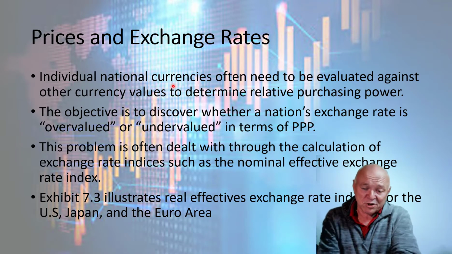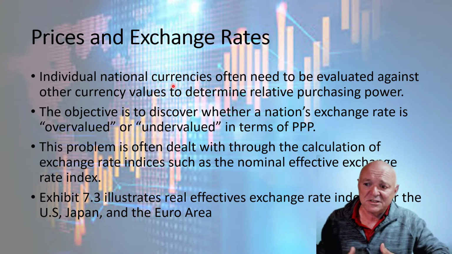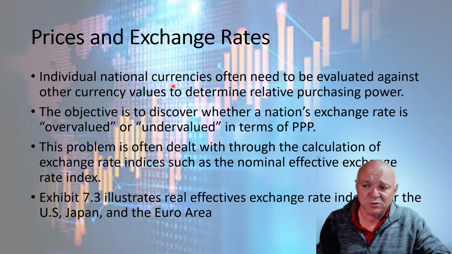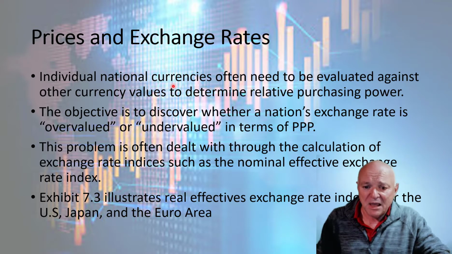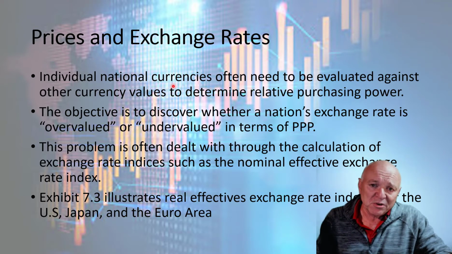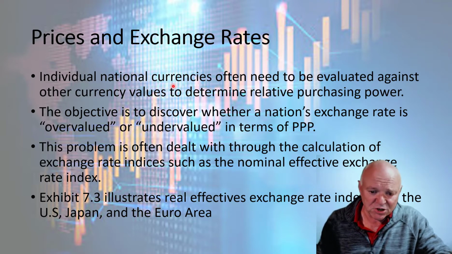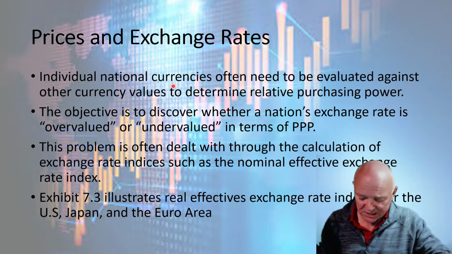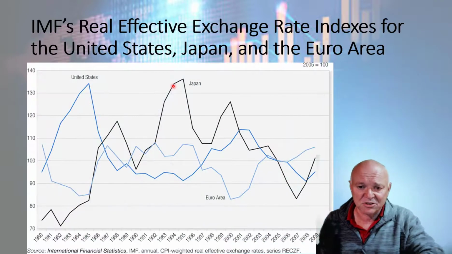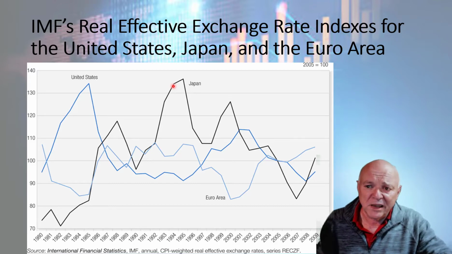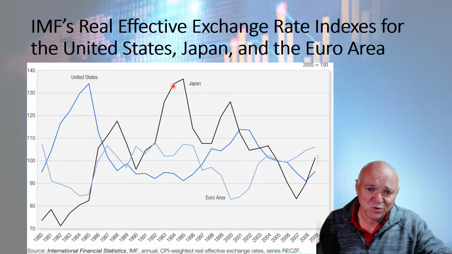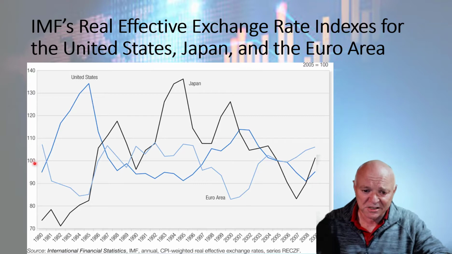If we're looking at individual currencies versus another, we need to understand the relative purchasing power parity. That gives us a better picture. And our objective is to discover whether the exchange rate is overpriced or underpriced in terms of parity. And the problem is also understood best through exchange rate indices like the nominal effective exchange rate index. In the example that we see here, again from the Solnick textbook, I believe, we have the effective exchange rate indices. Here 100 is our baseline value.